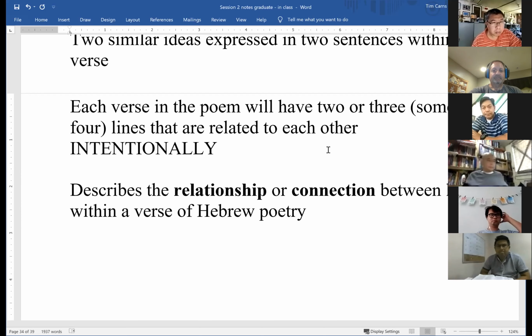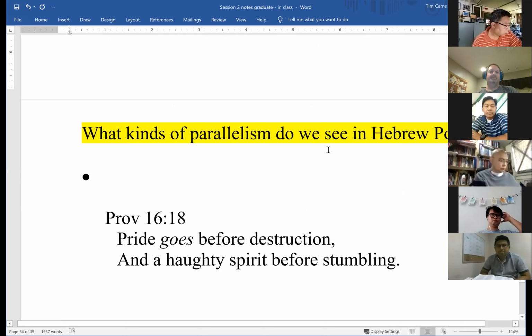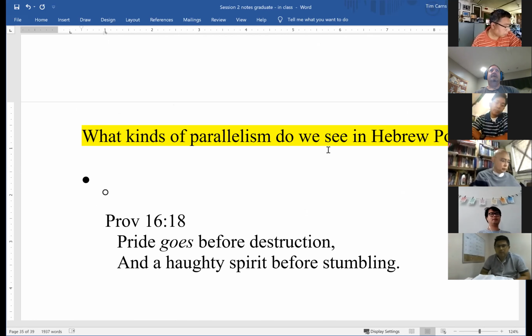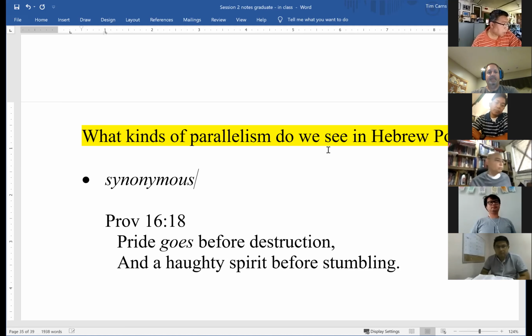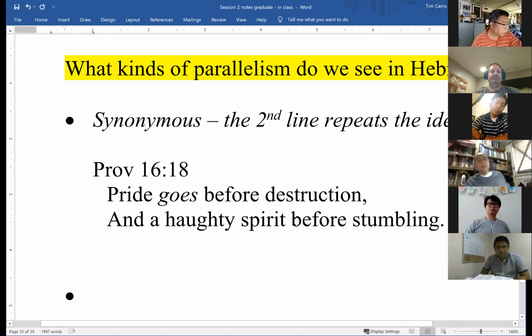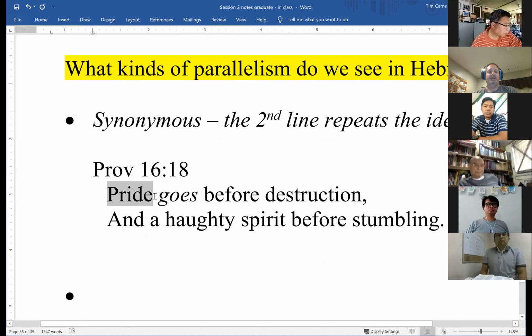All right, so let's ask ourselves, what kind of parallelism do we see in Hebrew poetry? What's the most common that comes to your mind? How are the 2 lines most often related to each other? Synonymous. Okay, synonymous parallelism. That is, the second line repeats the idea of the first. So, pride goes before destruction, a haughty spirit before stumbling. Do you notice the similarity? We have pride, haughty spirit. Those are synonymous. Goes before.